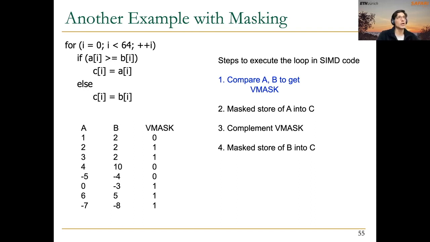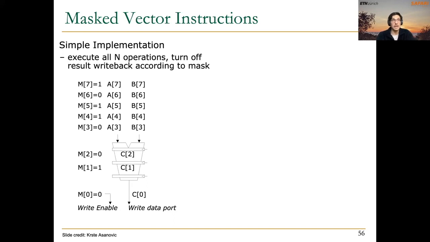And now, how are these masked vector instructions executed? The simplest thing is what is called here the simple implementation. It simply computes as if all lanes were active, and only at the very end, when it comes to writing to the output register, in this case register 0, it will disable the write enable signal, right? This way we don't write to the corresponding register, and that's all. That's how predicated execution is implemented.